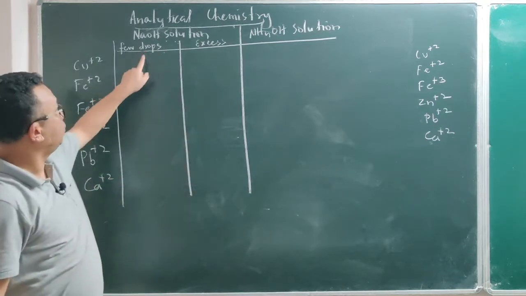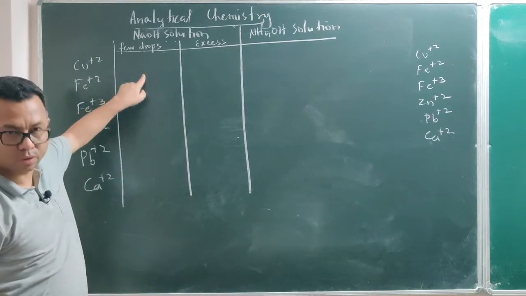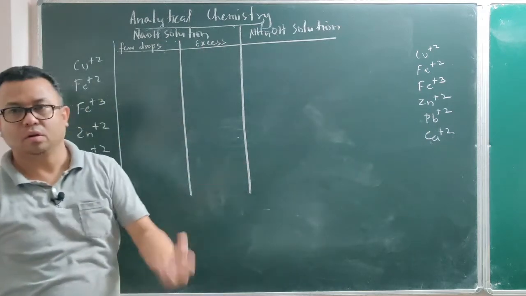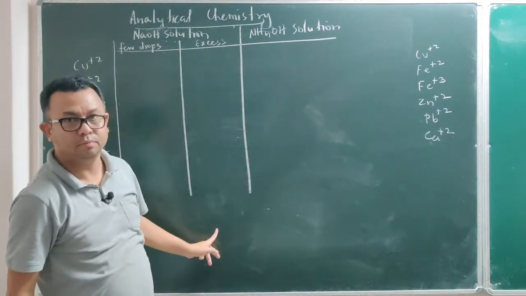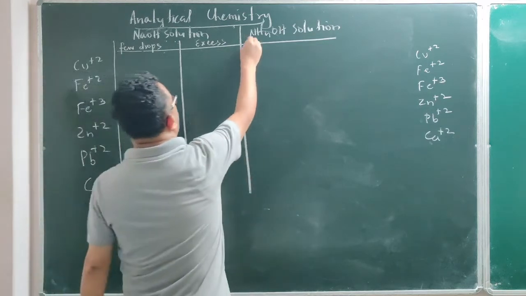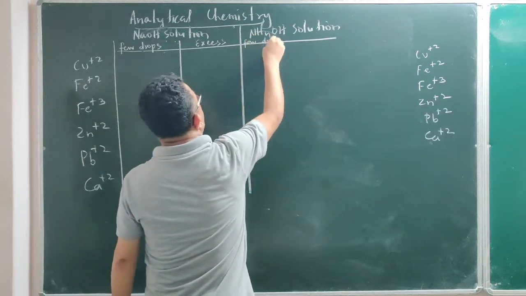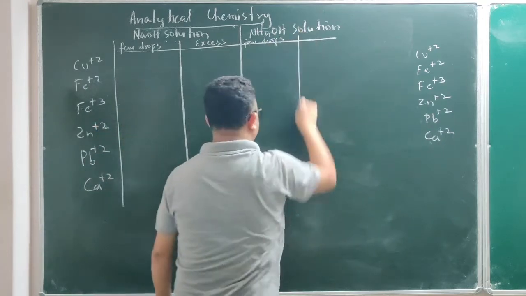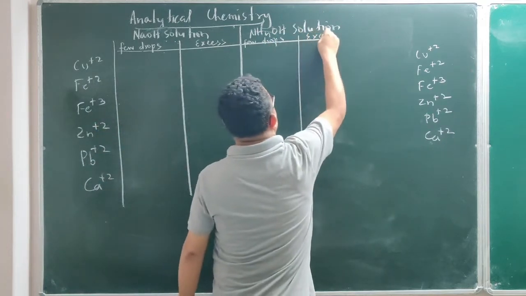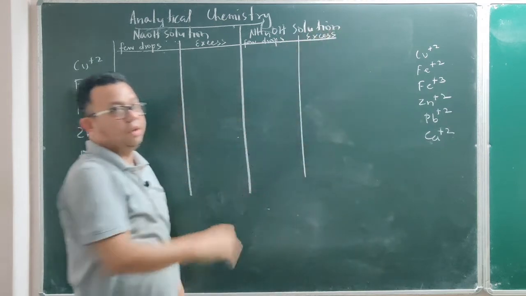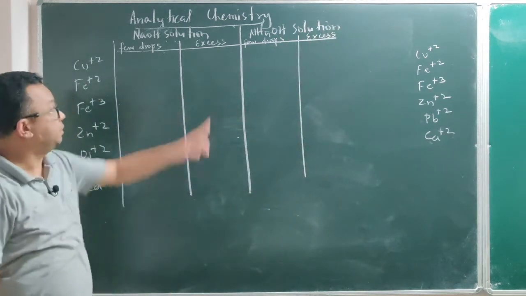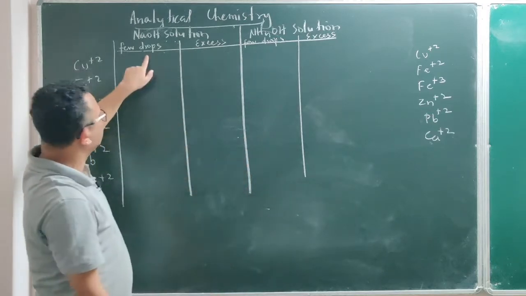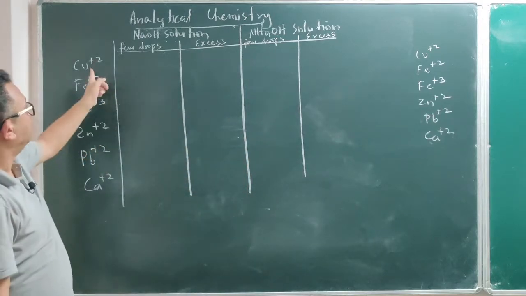So in few drops, what is the color of the precipitate? That is what will come out here, and when you are adding excess, whether it is soluble or not soluble, that is what you will write here. Same thing you will do here also. First you will add a few drops of ammonium hydroxide, and then follow it by excess. So you will add excess of ammonium hydroxide and see whether it is soluble. That means this excess is only to see whether the precipitate is soluble or not soluble. Alright, here copper.